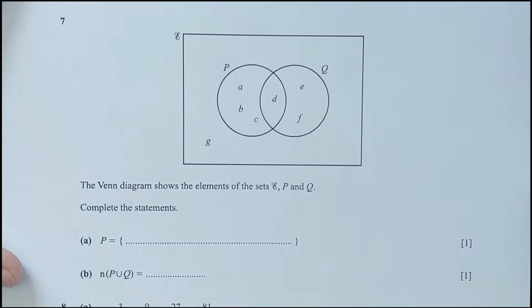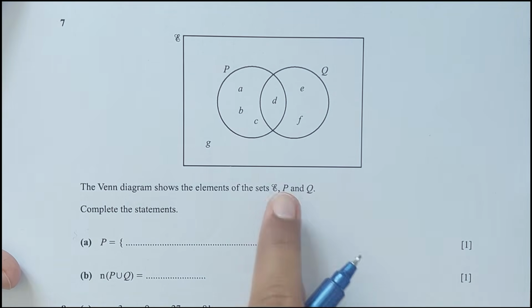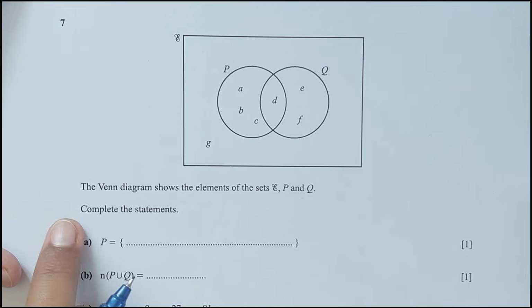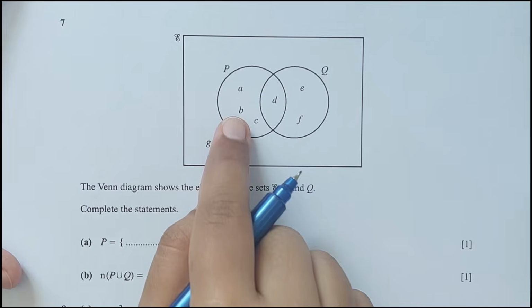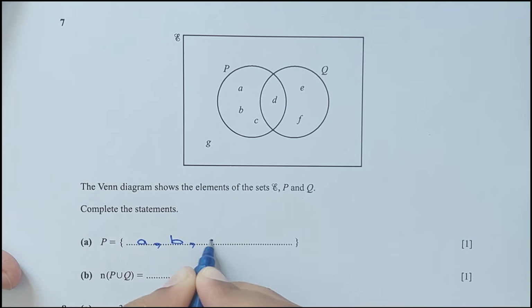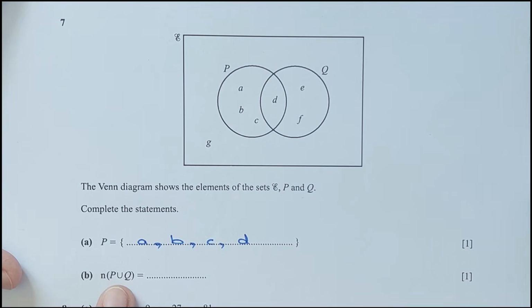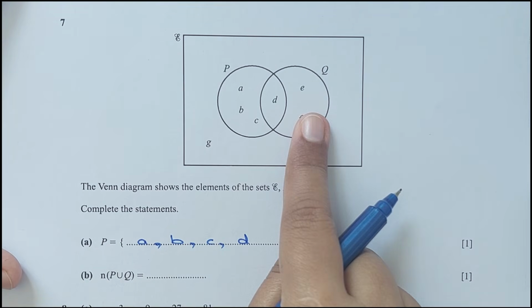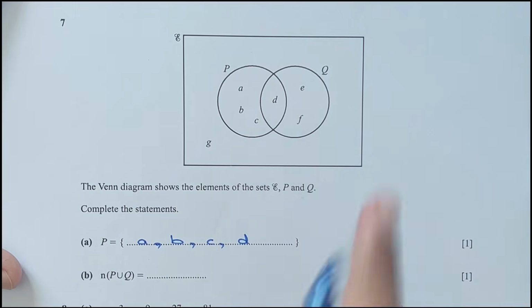All right. Question number 7, the Venn diagram shows the elements of the universal set, P and Q. Complete the statements. Part A, set P has elements A, B, C, D. And part B, the number of elements in P union Q: 1, 2, 3, 4, 5, 6. So 6 elements are in P union Q.